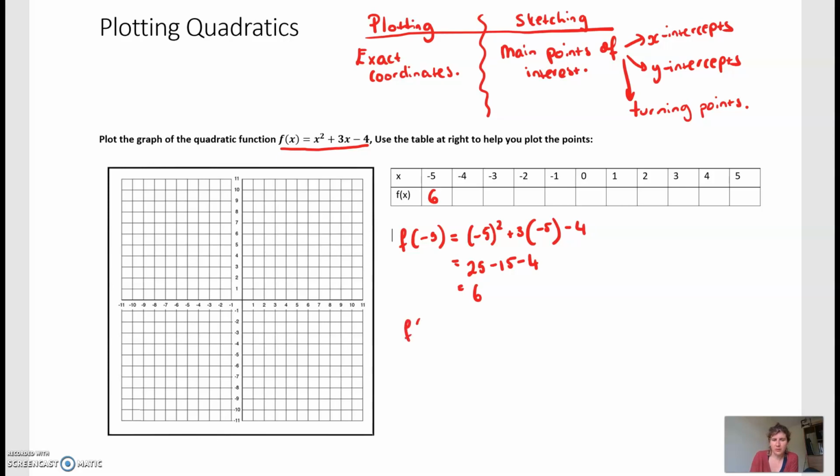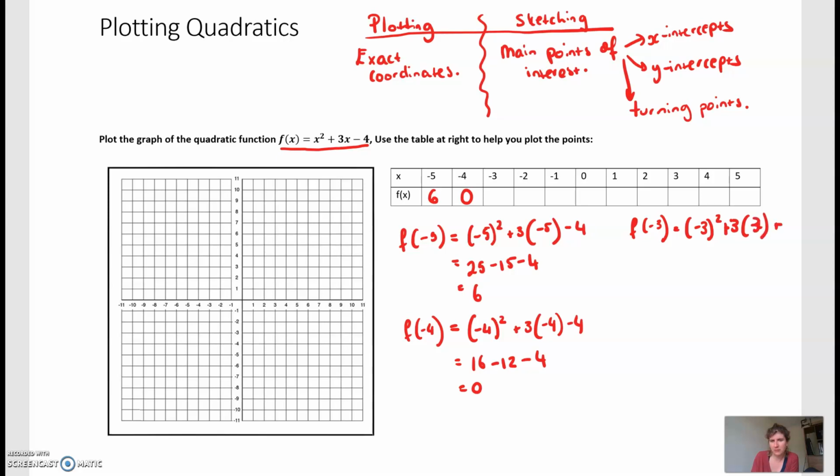Right. The next one we're going to look at is f of -4. We do the same thing again, but we're subbing in -4. So we've got -4 squared plus 3 times -4 minus 4. So 16 minus 12 minus 4, and that's 0. So we have a y coordinate of 0 there. Okay, f of -3, we've got -3 all squared plus 3 times -3 minus 4. So that's 9 minus 9 minus 4, which is -4. I'll chuck that one in there.